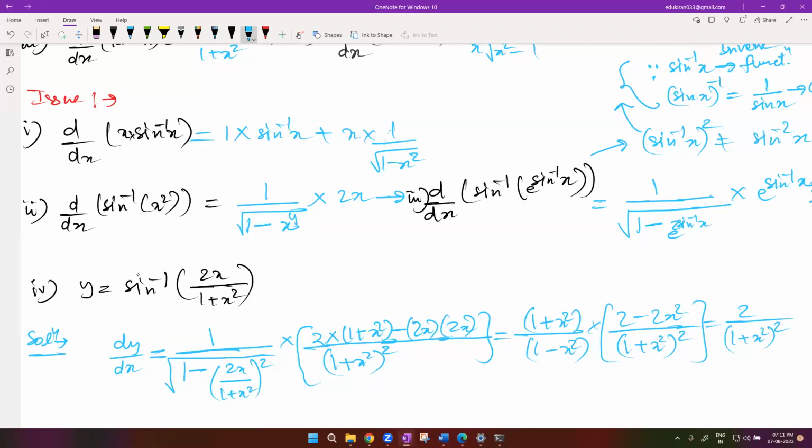Now you see how simplified that expression is. 2 divided by 1 plus x squared, whole squared. This can also be minus 2, I'll have to check for that. But yeah, the answer must be plus or minus 2 divided by 1 plus x squared, whole squared. But how simplified that expression is, right? But we need to spend at least 4 to 5 minutes to get to that. We don't want to consume this much time to solve this.